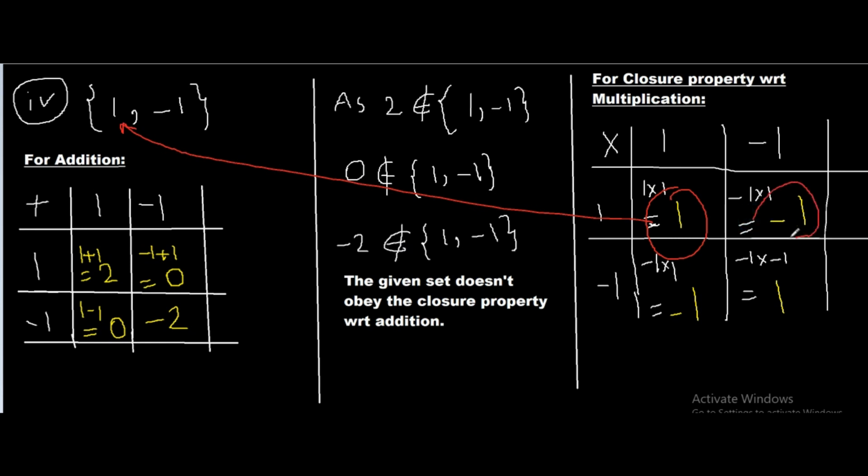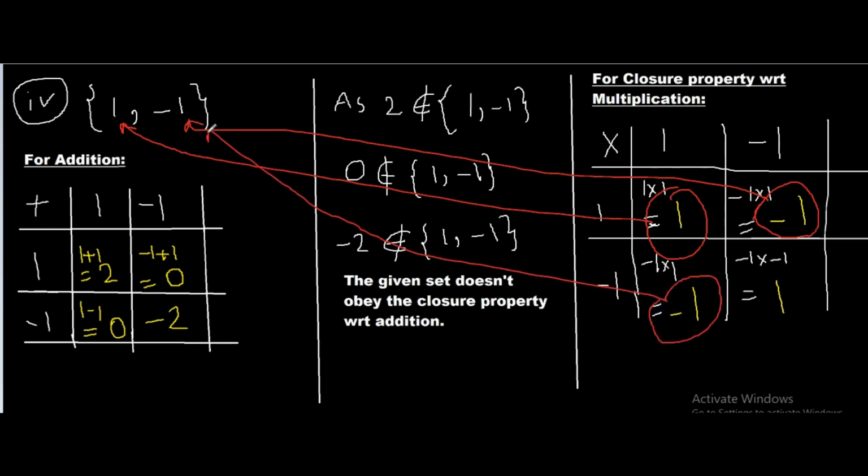While the second output is negative 1. Negative 1 is also present in this set. Third is also negative 1. Negative 1 is present in this set. While fourth is positive 1. Positive 1 is also present in this set. So all of these entries are found in this set. They are present in that set.